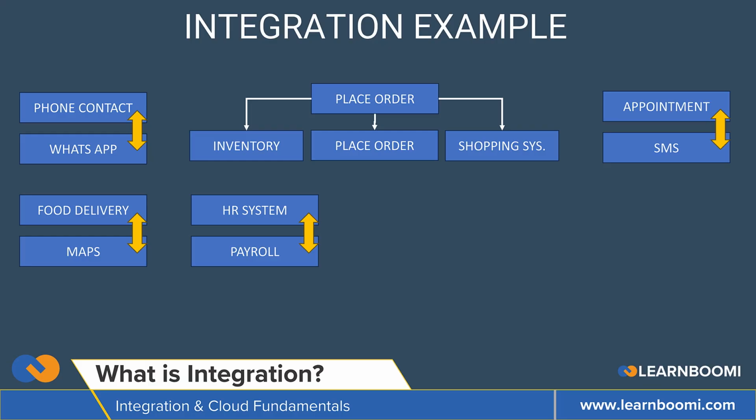Next example is the HR system plus the payroll. When a new employee joins, the HR system shares the employee details with the payroll system. The payroll system knows salary, bank details and deductions automatically. So no one needs to send emails or re-enter the data. So that's the beauty of the integration between the applications.